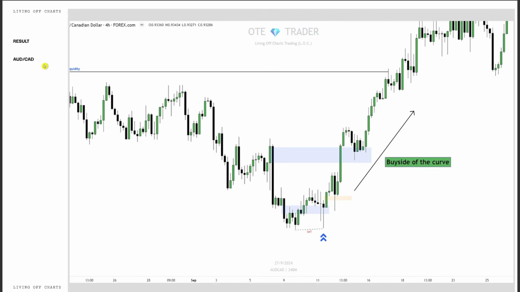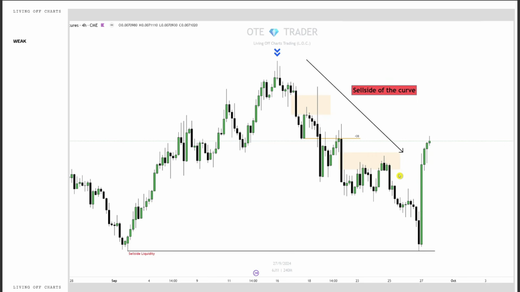So if we go to AUD CAD, right, the ticker is over here. We can see at the exact moment here where we looked at our order flow, we can see bearish arrays violated, bullish fair value gaps formed, again, bearish array violated, and you can see price goes into buy side of the curve over here.